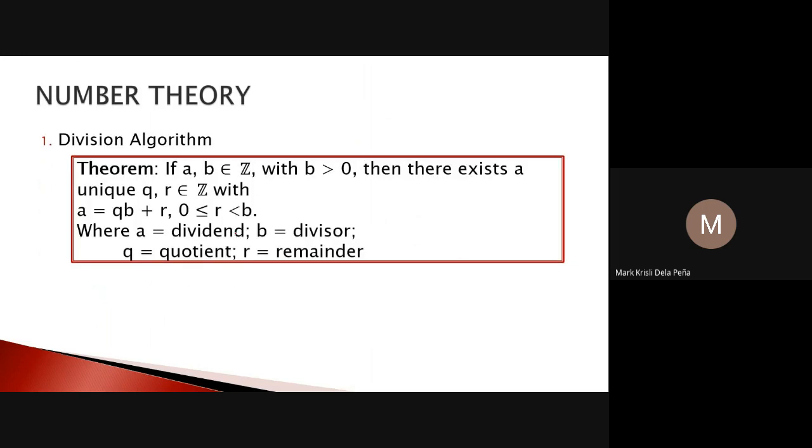Here's a theorem. If a and b are elements of, or are integers, this is the set of all integers, with b greater than 0, then there exists a unique q, which is the quotient, and a remainder r, which is also an integer, with a equal to q times b plus r. And again, r is greater than or equal to 0 and less than b. Where a is called the dividend, b is the divisor, q is the quotient, and r is the remainder.